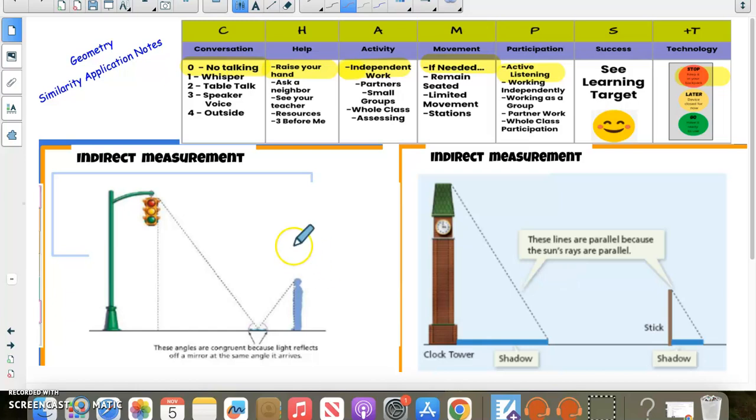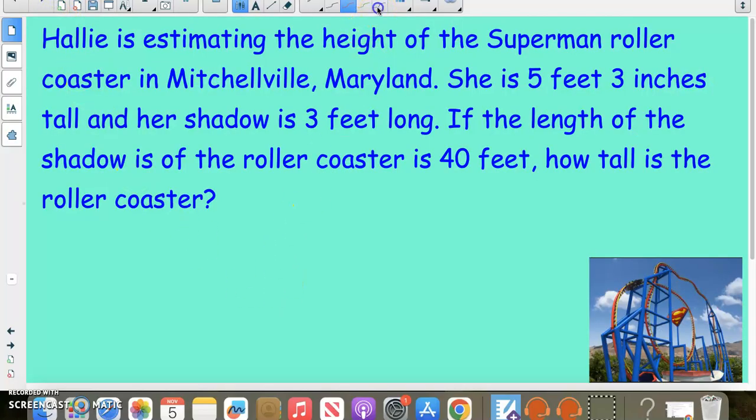Okay, some things that we can know are these angles are congruent because they are parallel, because the light reflects off a mirror at the same angle it arrives. Okay, so just keep that in mind. And the other thing is the rays of the sun will be parallel to each other. So these are what I like to call my shadow problems. That's on your note page. So let's set this up here.